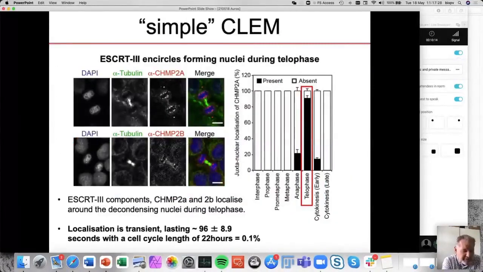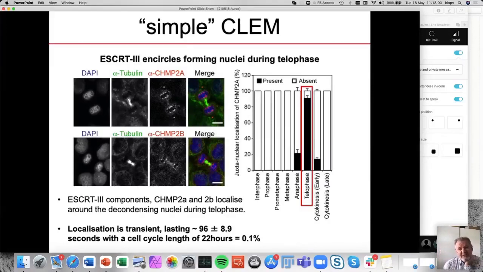This is a project where we worked with Jeremy Carlton from King's College, now at the Crick in London, and he's looking at the ESCRT-III complex. And he noticed that that ESCRT-III complex is present on the reforming nuclear membranes after cell division for about 90 seconds. So when cells divide, they break down their nuclear membrane, the cells divide, and then when the cells are reforming again, also the nuclear membrane is reformed.